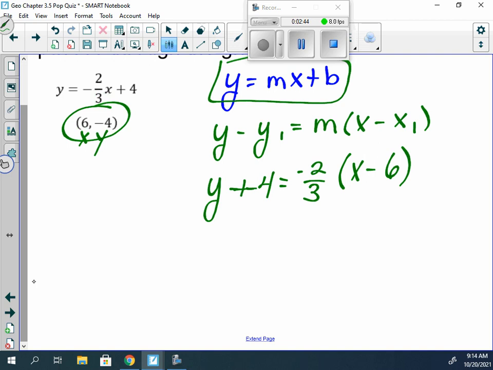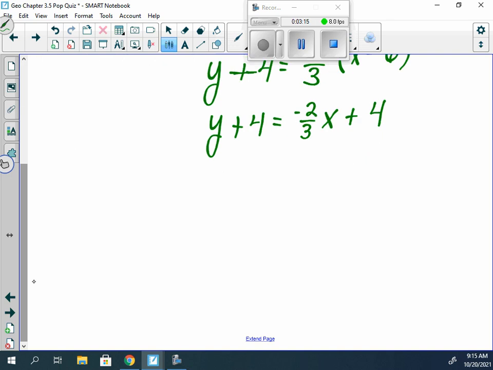On the right-hand side, we do have a number being multiplied by a set of parentheses. So we need to do what? We need to multiply through. Well, negative 2/3 times x is negative 2/3 x. Negative 2/3 times negative 6. A negative times a negative is a positive. So we know this is plus. And the 2/3 times 6, we could do that in a calculator. We don't have to do that by hand.